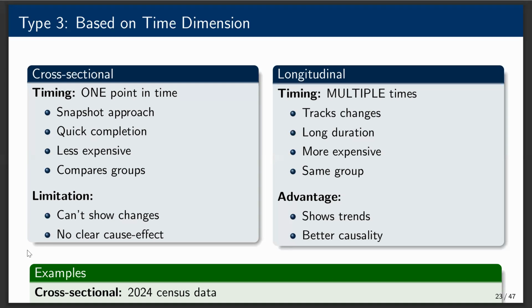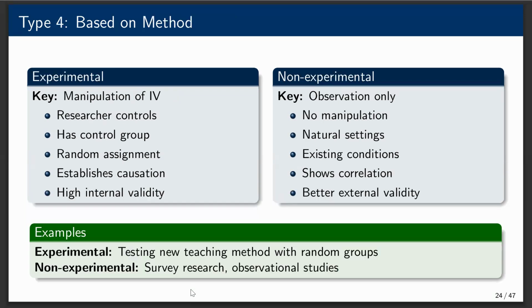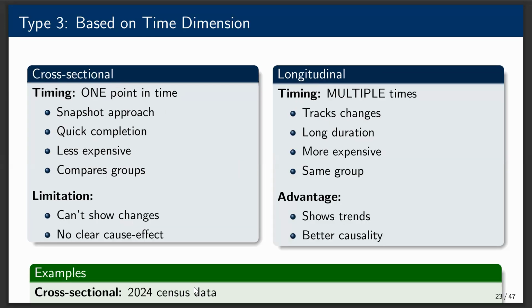And in longitudinal, timing is multiple times. You can track changes. Long duration, more expensive, same group, and shows trends, better causality. Suppose example 2024 census data. So that is cross-sectional data. But over there, if you take multiple times, then it will be a longitudinal study.